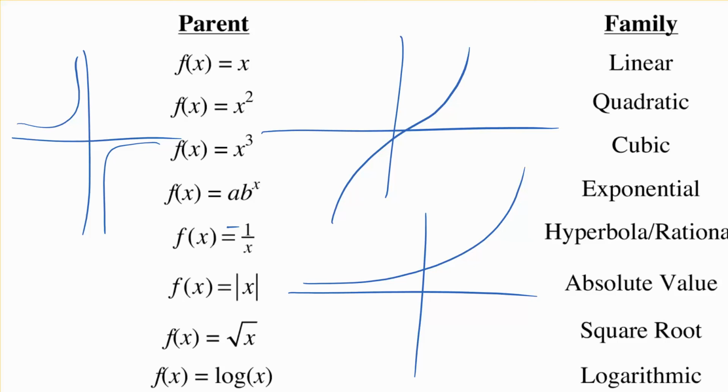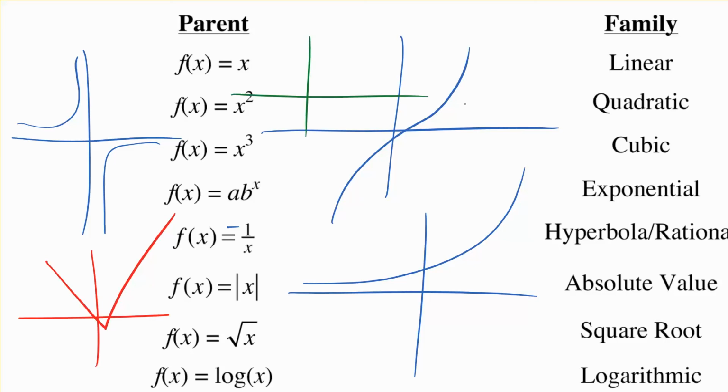What does an absolute value graph look like? A V. Square root graph, and obviously I would expect you to have some better graphs than this. Square root graph has a domain that starts here and goes on forever that way.